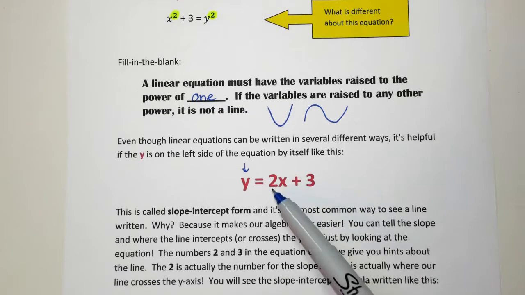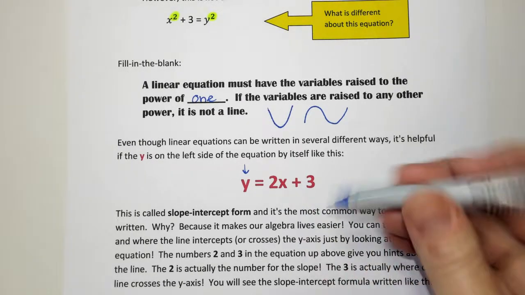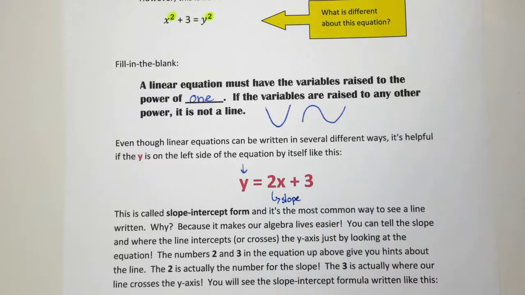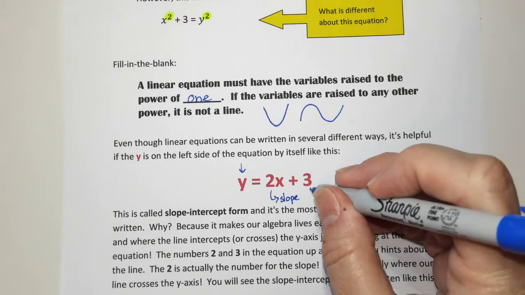So up here, these numbers 2 and 3 are actually giving you hints about the line. The 2 is actually the number for slope. The slope of this line is 2. And the 3 is actually where our line crosses the y-axis.